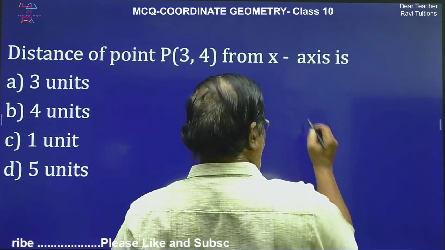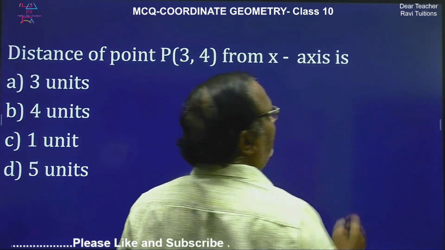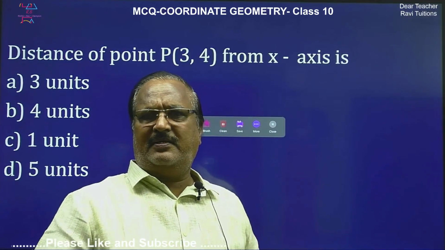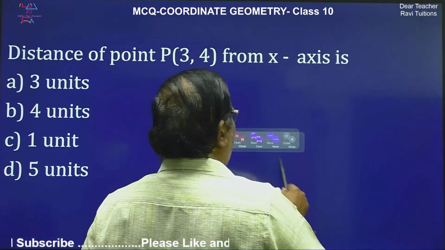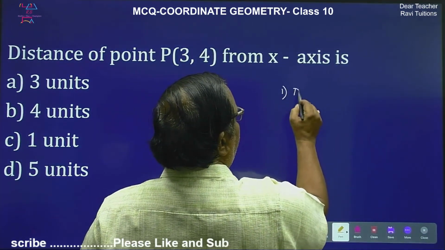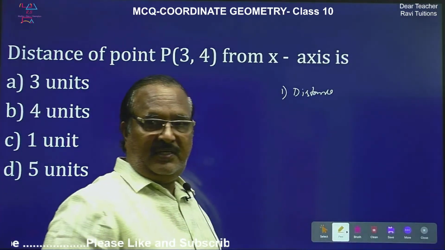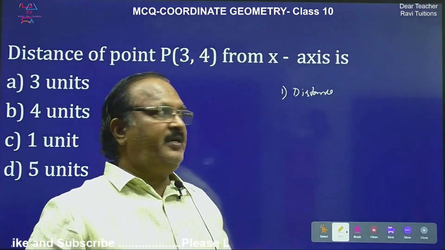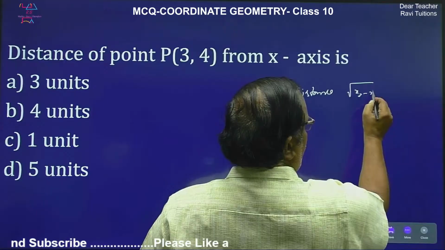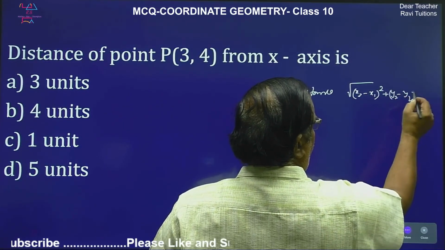So what formulas are there in this? I am going to give you simple ones. The first formula is the distance formula. A very important formula. That means this is nothing but the square root of (x2 minus x1) whole square plus (y2 minus y1) whole square.